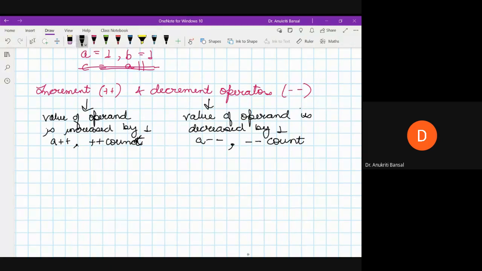Now, if we write this increment operator after the operand, it is called post-increment. And if we write the increment operator before the operand, it is called pre-increment. Similarly, it is called post-decrement. It is called pre-decrement.